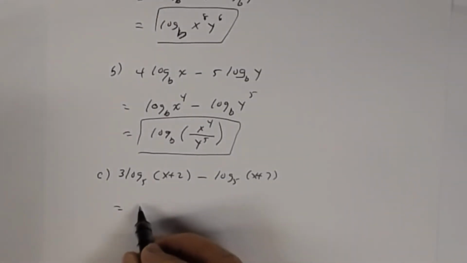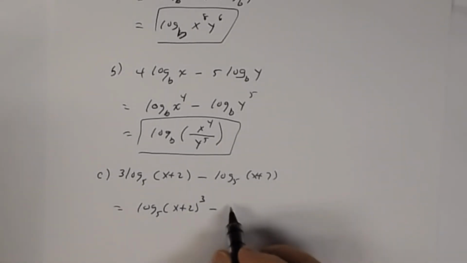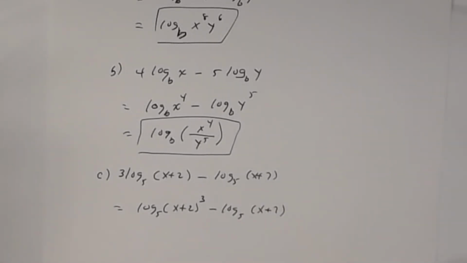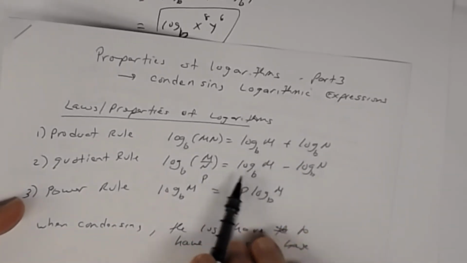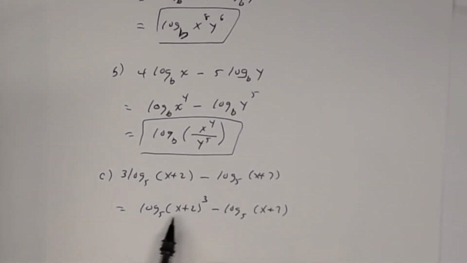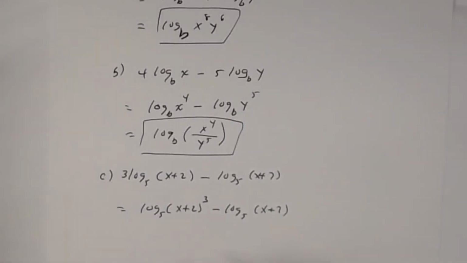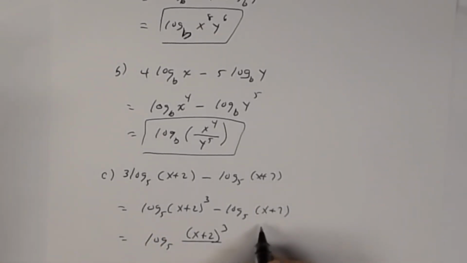And so that's going to become the log base 5 of x plus 2 to the third power, and that's already 1, so I'm just going to rewrite it, log base 5 of x plus 7. And always keep in mind that if you're going to use these properties of logarithms, the bases have to be the same, and they are the same here. They're both base 5. So now I can write this as one logarithm using the quotient rule. This becomes the log base 5, and the numerator is going to be x plus 2 cubed, and the denominator is going to be x plus 7.